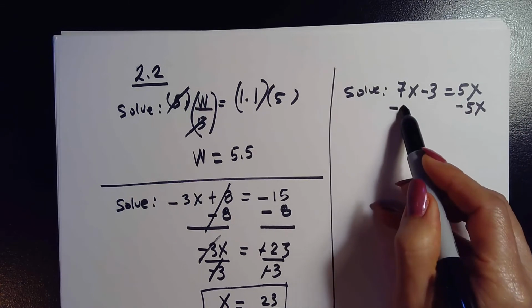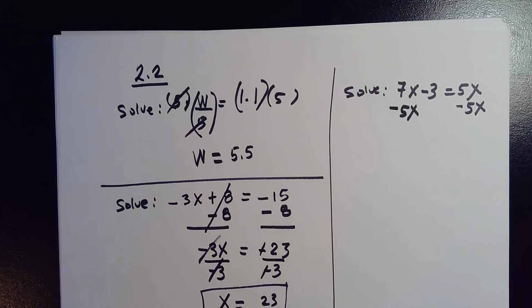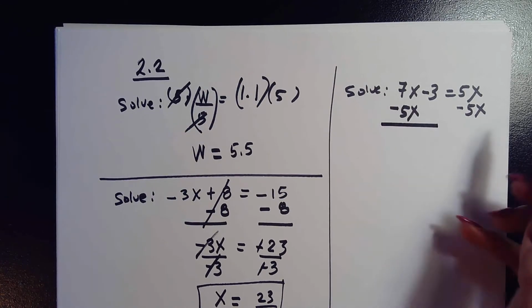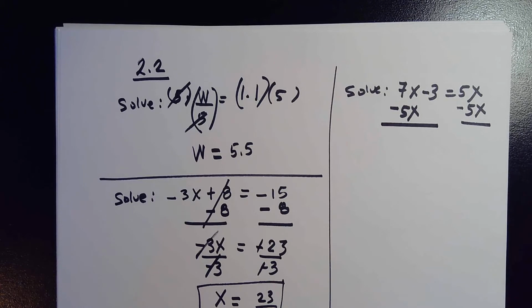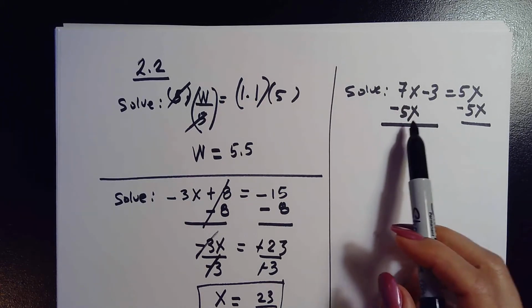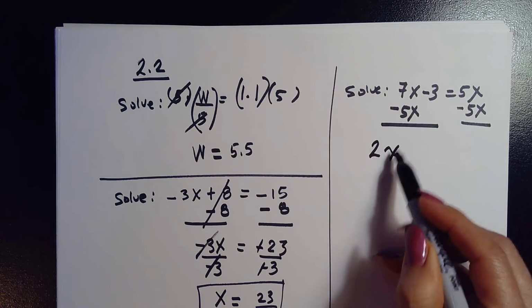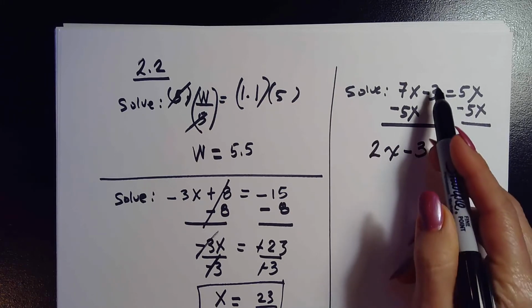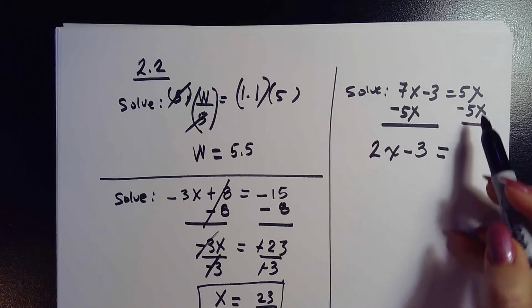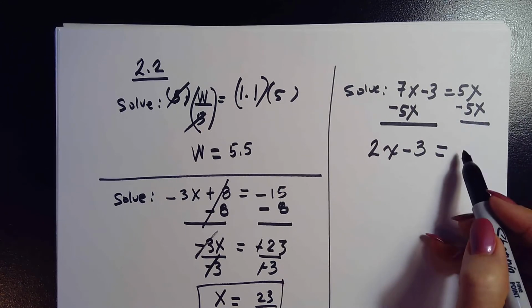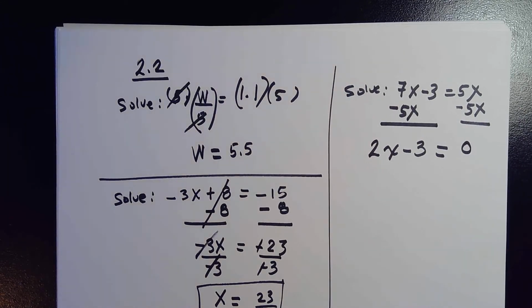Why? Because if I subtract 5x from 7x, that's going to give me 2x, instead of subtracting 7x from both sides, which will give me negative 2x. So 7x minus 5x is going to give me 2x. You bring down the negative 3. Don't forget to bring down the negative 3. 5x minus 5x equals 0, right?